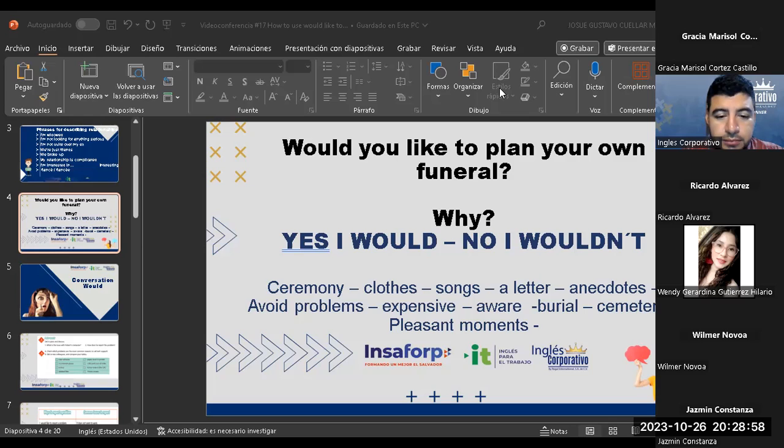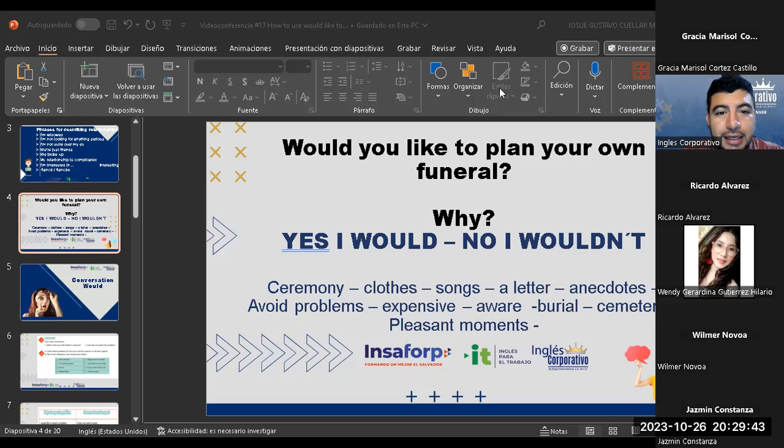Yes, I would like to organize everything, but what I would like most would be to see how many people will arrive. Okay, yes, I know it is strange and sad, right? But it is an opportunity to organize everything, like your last wish, como tu último deseo, yeah. Thank you.